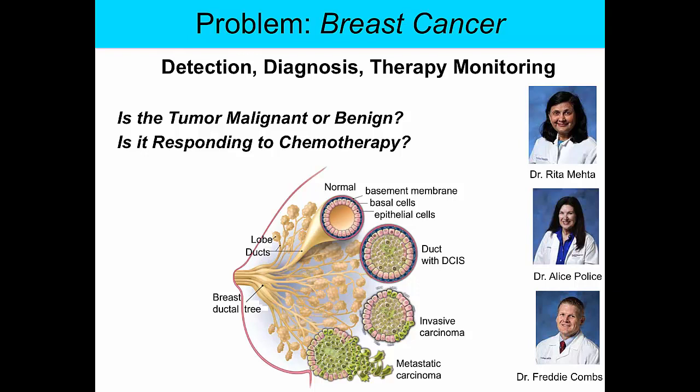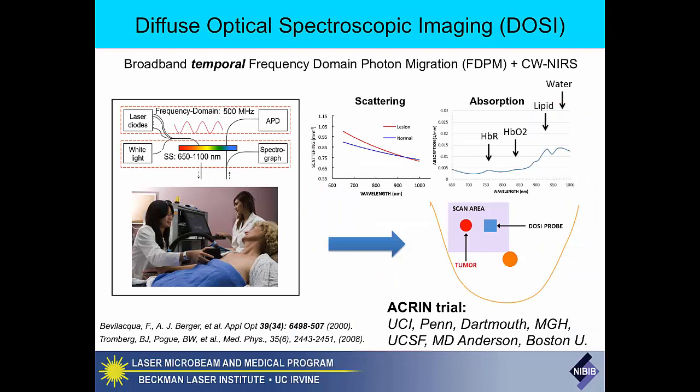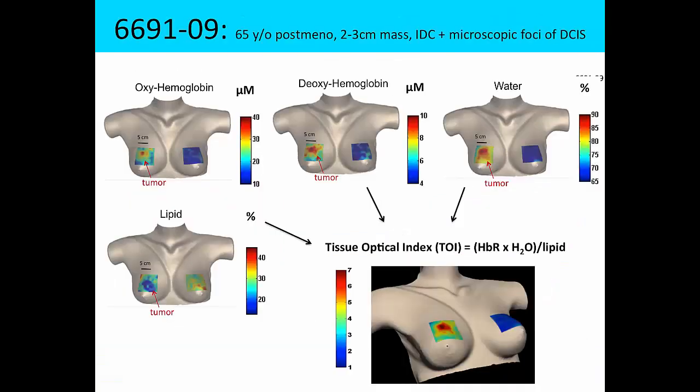The two major questions that we're asking in breast cancer are: is a tumor malignant or benign, and is it responding to chemotherapy? The idea is that we can take the probe, and when we encounter a subsurface inhomogeneity, the spectra will change. We have absorption spectra, we have scattering spectra, and if there's something buried beneath the surface, we're going to see a big alteration. And here's an example of that.